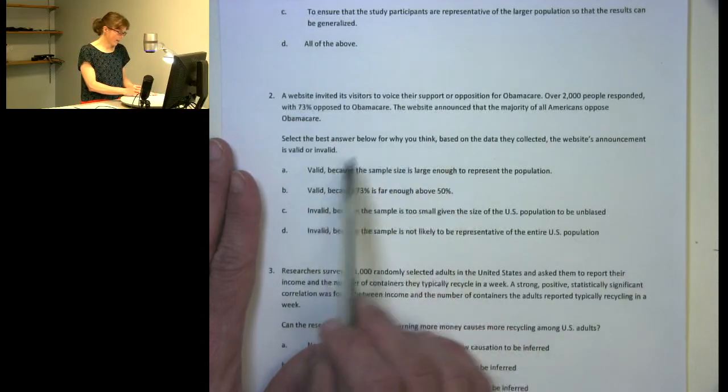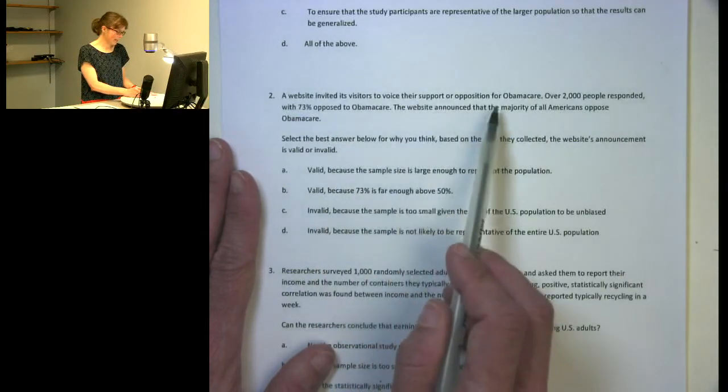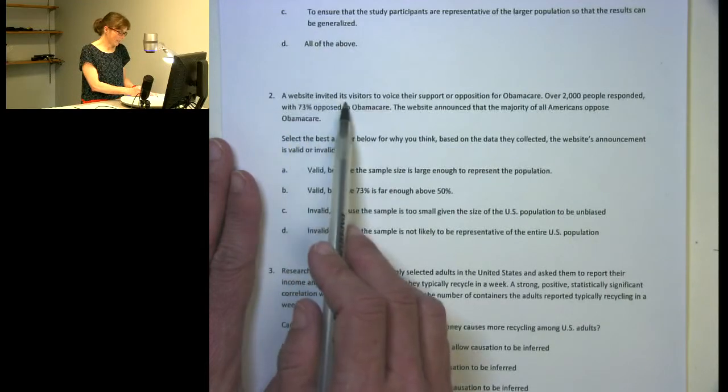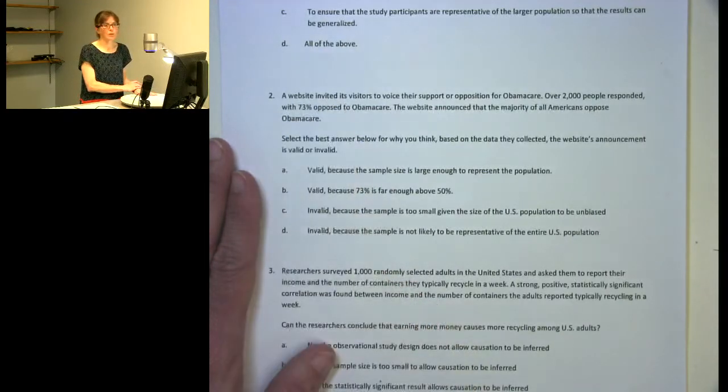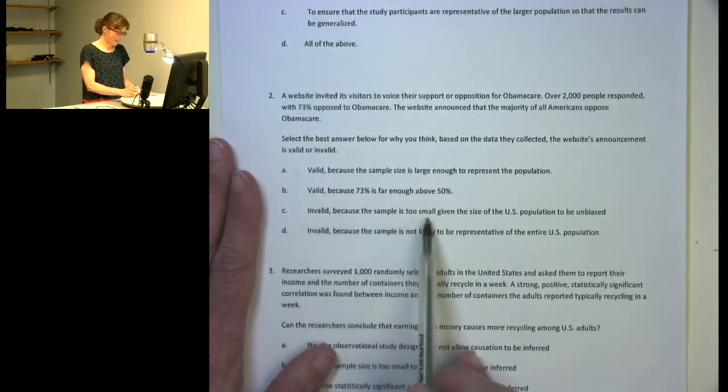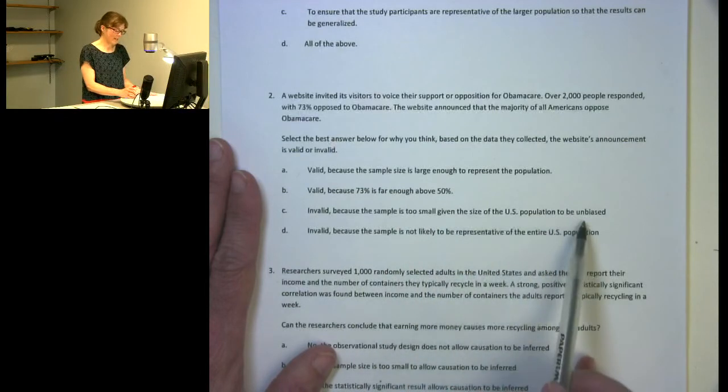So first of all, when I look at this, I say the website announced the majority of all Americans. These are people who visited a website to voice their support, so that's not necessarily likely to be representative of all Americans, so not a random sample. So right away I'm thinking this is invalid, and there are two possibilities for invalid. Invalid because the sample is too small, given the size of the population, to be unbiased.